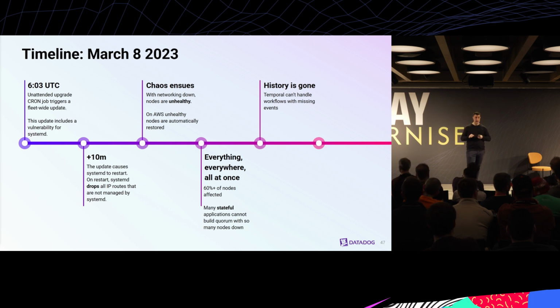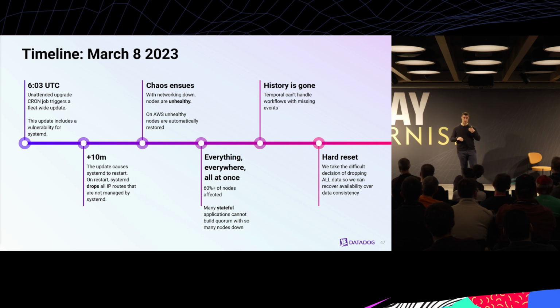So we take the very hard decision to basically do a hard reset. We drop the data in Cassandra. We lose all workflows, all cron jobs, everything. But we regain control over the Temporal API. We value availability over data durability. Hard decision, but at that time it was the right one. So, really hard one to take.